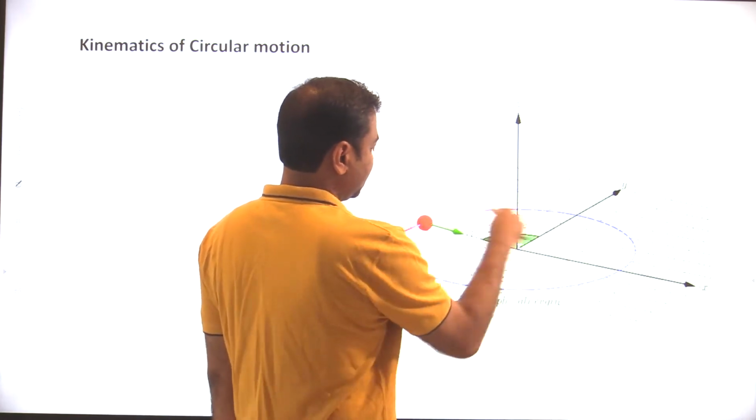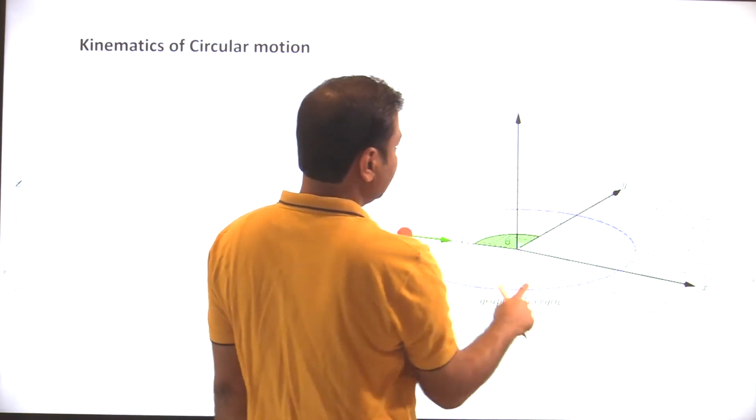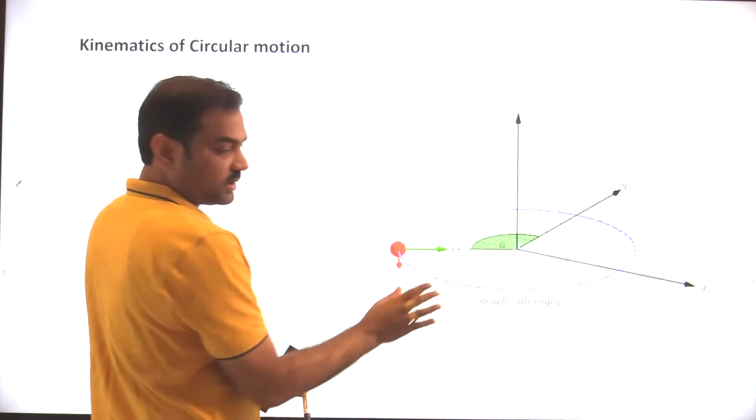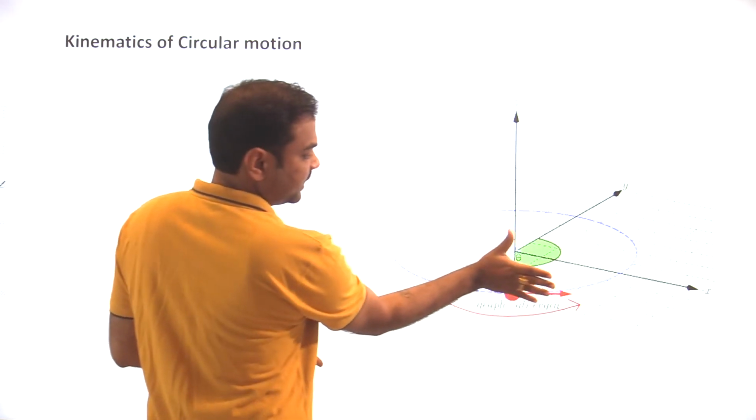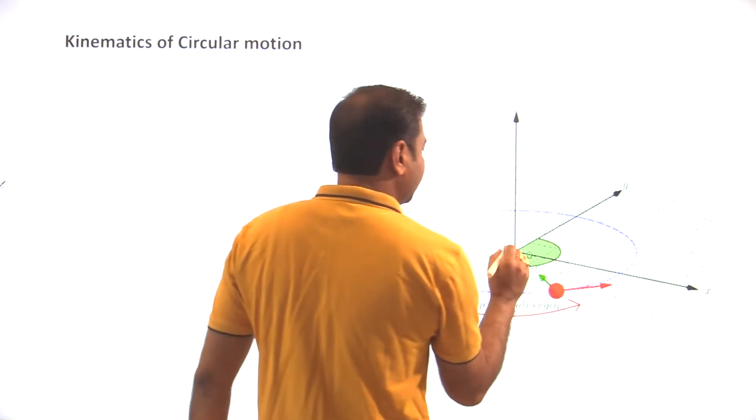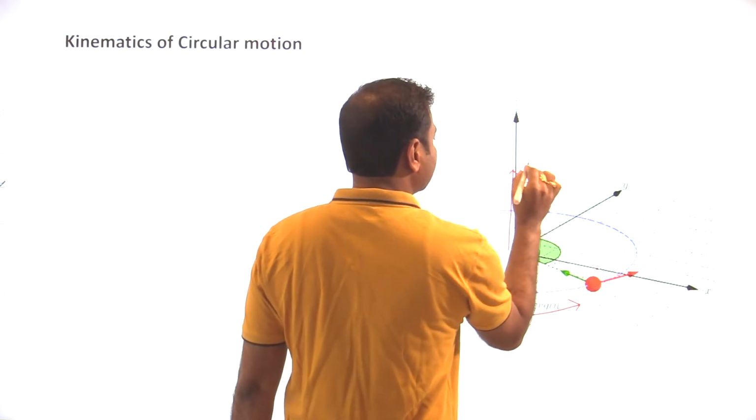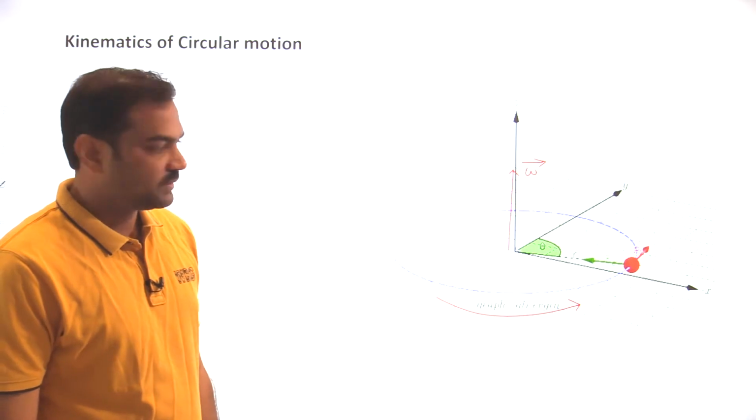A circular part or particle is moving in a circle in the xy plane, and this is z. Now curl your fingers along the sense of rotation. So it is rotating in this sense. Then if you curl your fingers, the thumb will give the direction of angular velocity.